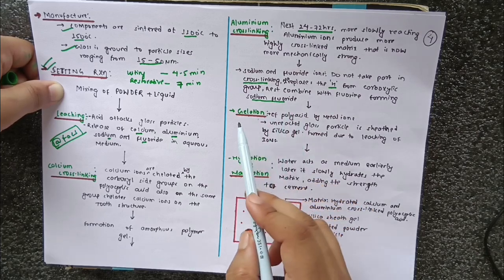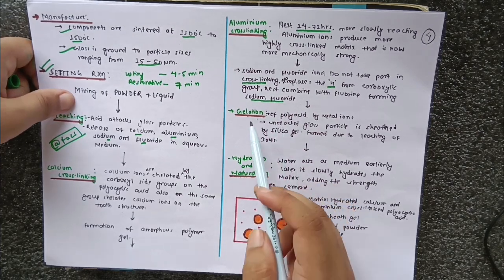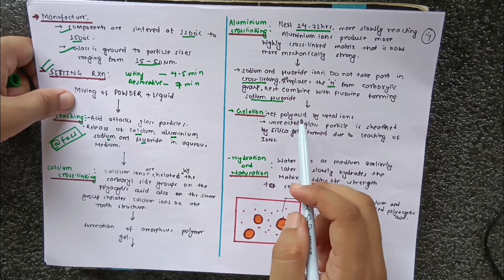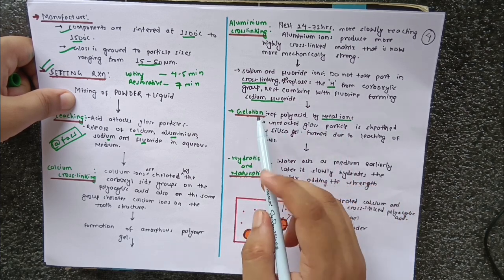After that there is a gelation. Gelation means the gelation of the polyacrylic acid, the polyacid, by the metal ions. So metal ions gelate the polyacid.